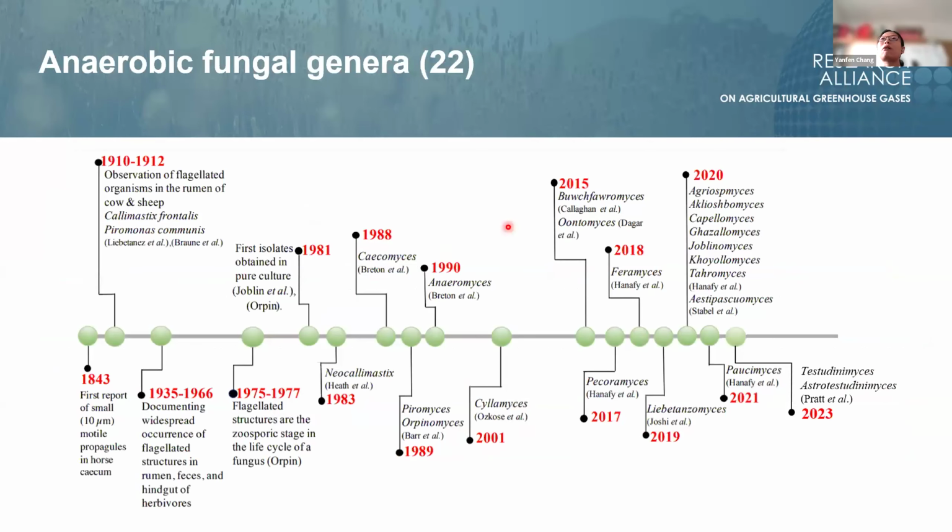So far, there are 22 genera identified. Before 2001, there were only 6 genera identified. However, over the last 10 years, 16 genera have been identified. Of course, over the last 10 years, many more researchers have become interested in anaerobic fungi because of their high ability in the degradation of lignocellulosic plant materials.